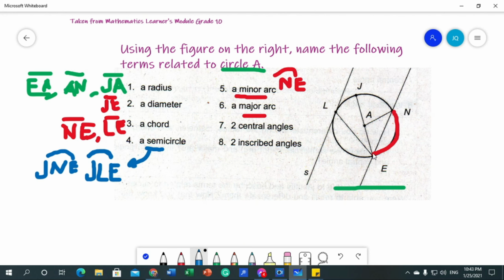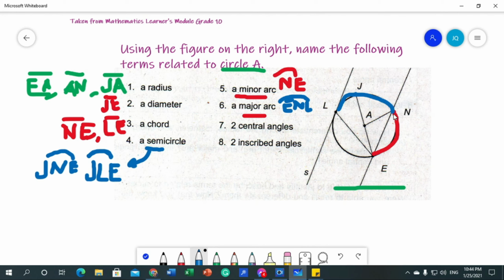So if we extend EN to NJ, it becomes a semicircle. But if we pass through, then it becomes a major arc. So therefore, arc ENL is an example of a major arc. What is the difference between a minor arc and a major arc? Aside from naming them, we name a minor arc with 2 letters only, but a major arc we name in 3 letters. So the difference is that a minor arc is less than a semicircle, but a major arc is greater than a semicircle.